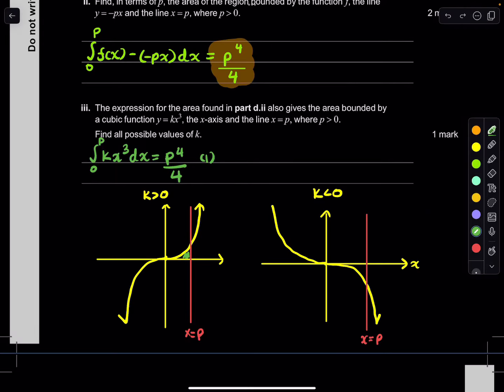We would write this as the integral from 0 to p, and put a negative in front of it, because remember, this is going to be negative area. And we want to make sure it's positive, because area is always positive, of this equation. So the integral of kx cubed dx must also equal p to the power of 4 over 4. That's your second equation. So you can see that there's two possibilities. And now we can actually solve these two and find what k value should be.